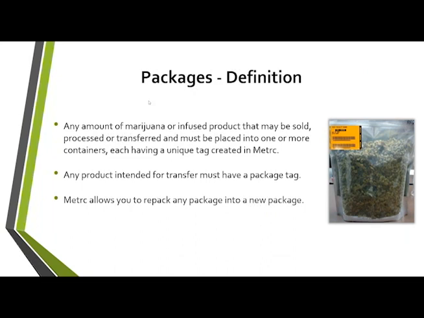So, packages definition. Any amount of marijuana infused product that may be sold, transferred, or processed must be placed in one or more containers, each having a unique tag created at Metrc. So like I said, it's really about the batch part of it. You can have up to 15 pounds in the harvest batch package. Anything that is intended for transfer, anything you're going to repackage into a new package, all of that has to be tagged with the Metrc package tags.